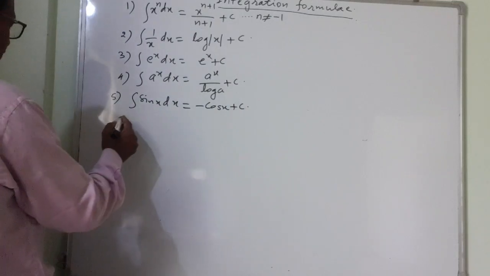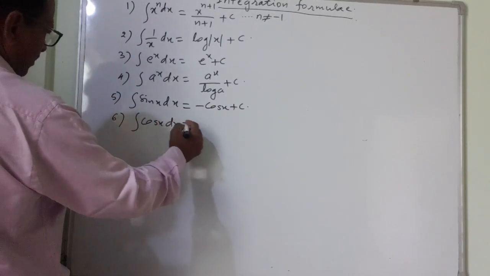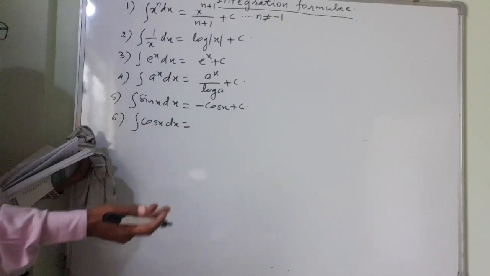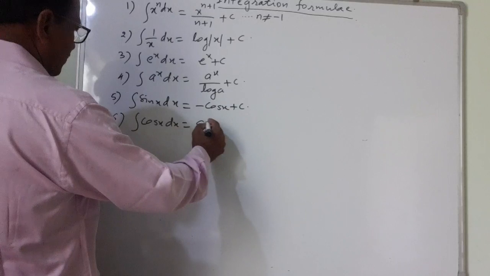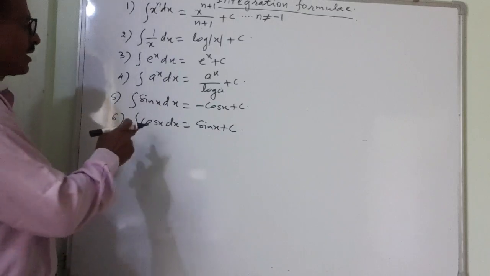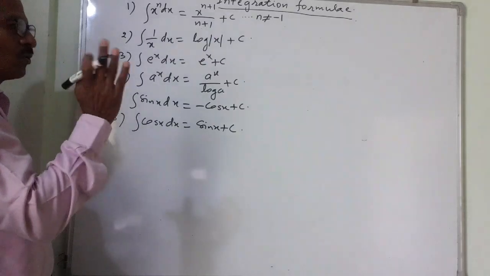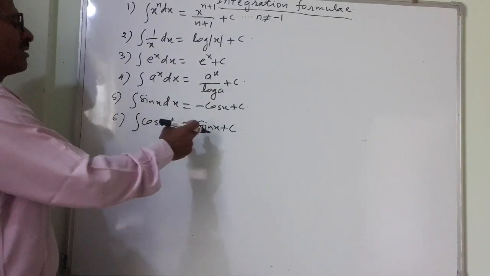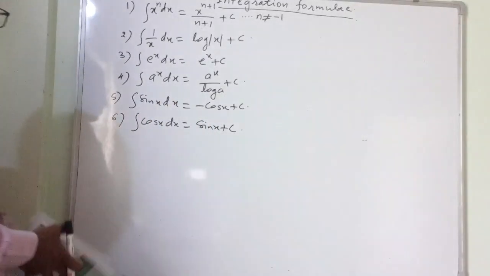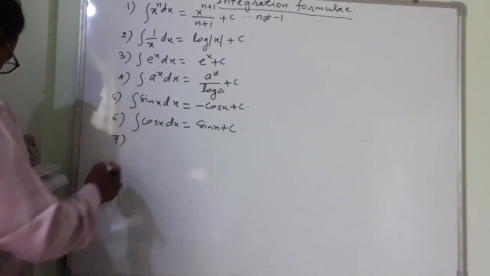The integration of sin x is minus cos x. Then integration of cos x: whose derivative is cos? The derivative of sin is cos. So it is sin x. Many students make confusion in this integration of cos x. They take minus sin x by mistake. Remember this: whose derivative is cos? Sin's derivative is cos. Therefore, integration of cos will be sin. Don't forget this. Ask yourself this question when solving the questions.